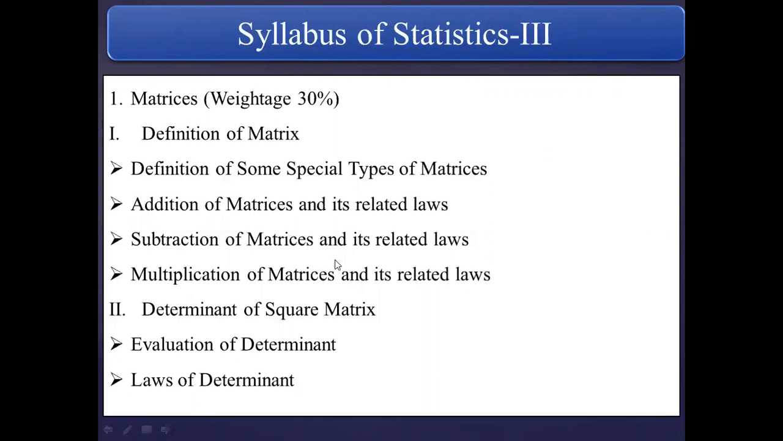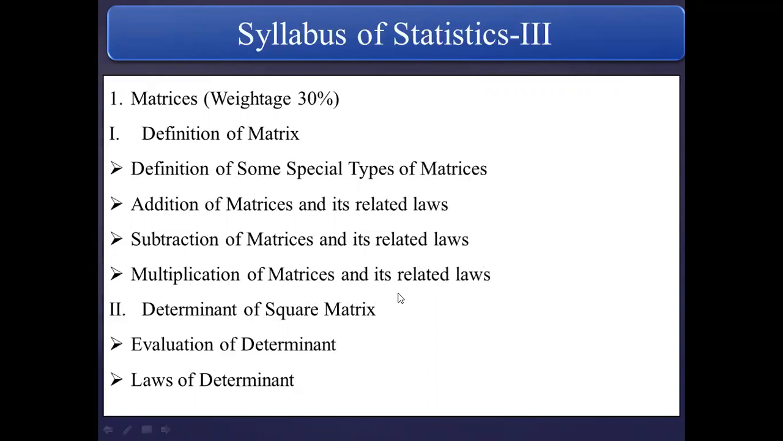In the matrix chapter, we will see the definition of a matrix. Then we'll see some types of matrices, for example, null matrix, row matrix, column matrix, square matrix, symmetrical matrix, skew symmetrical matrix, etc. Then we will see some laws which we can use in matrices: addition of matrices and its related laws, subtraction of matrices and its related laws, then multiplication of matrices and its related laws.